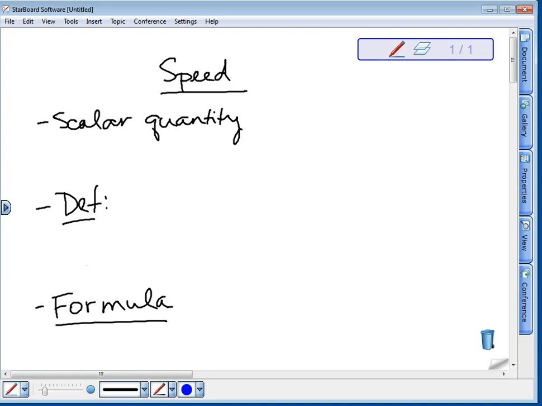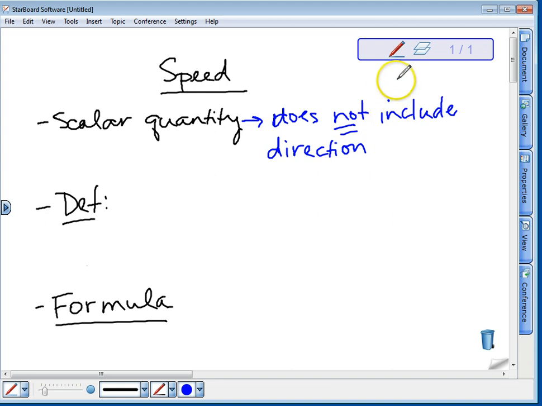Okay, now let's talk about speed. Speed is a scalar quantity, which means that it does not include direction. So, like distance, we don't care if you're going forwards or backwards, left or right, up or down, east or west, north or south when we're talking about speed. Speed does not include direction.